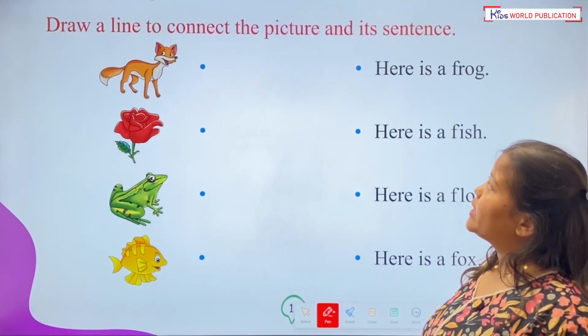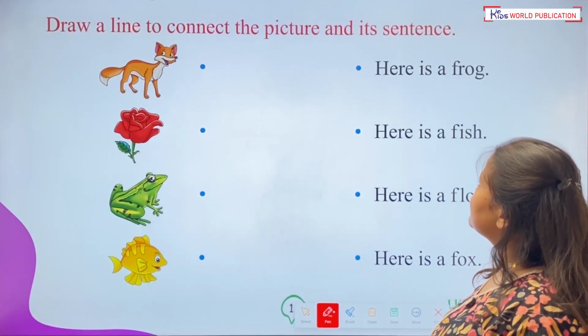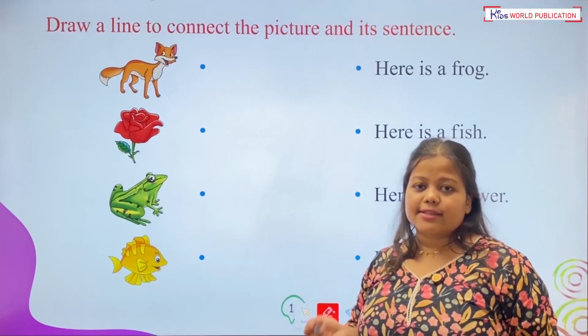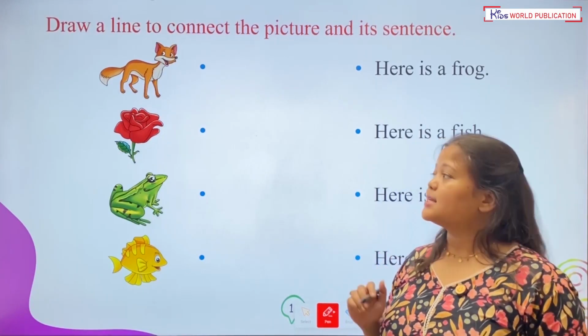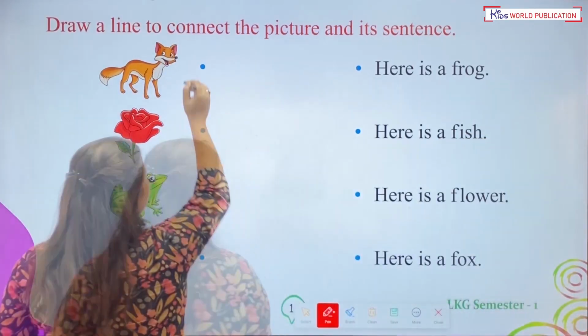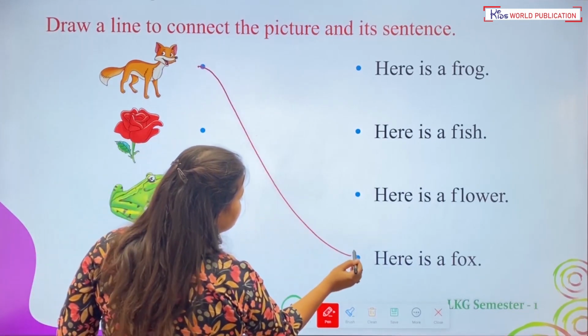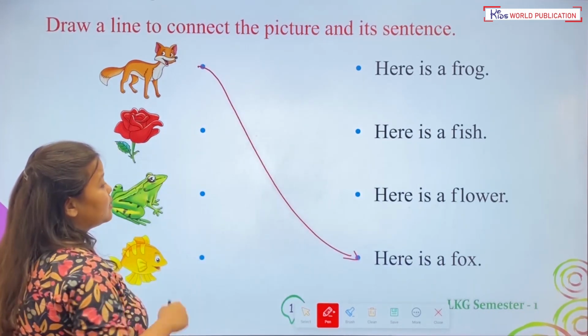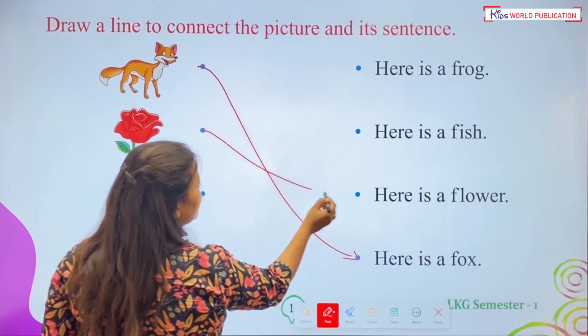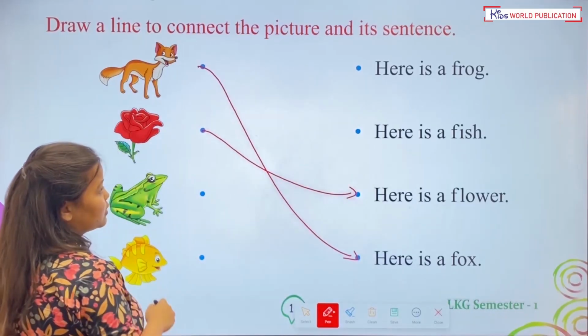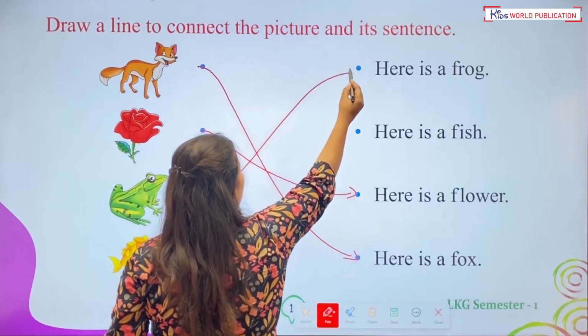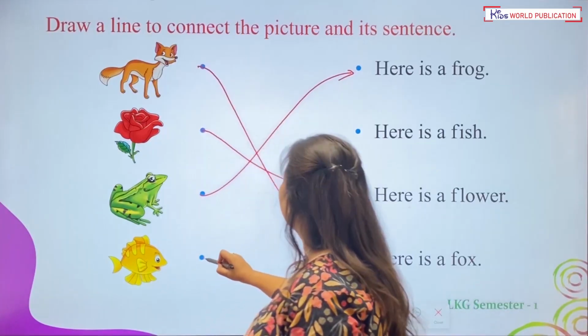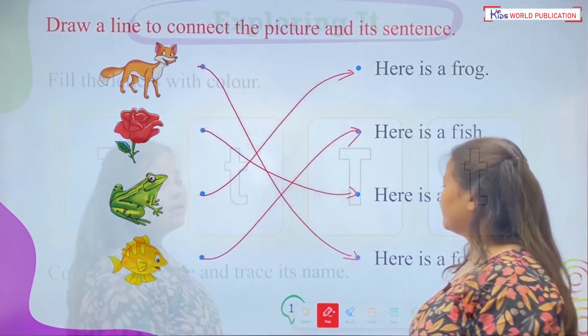Draw a line to connect the picture and its sentences. So kids, let's connect the picture to its sentences. Fox. Here is a fox. Flower. Here is a flower. Frog. Here is a frog. Fish. Here is a fish.